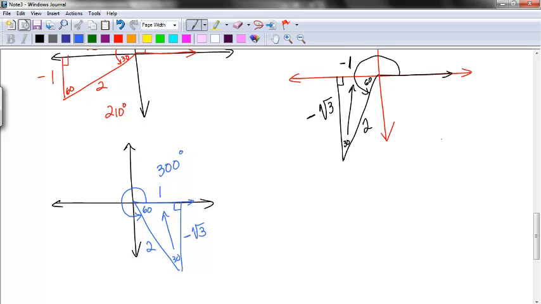In quadrant 4, what should be positive? Cosine and secant. Okay, all the rest of them should be negative. Okay, last one, 330.